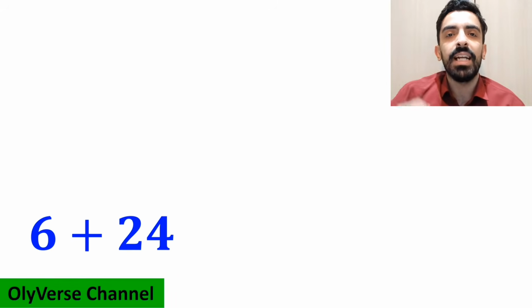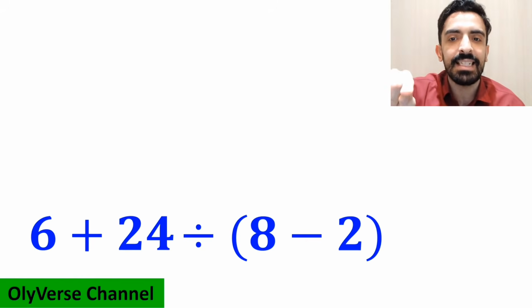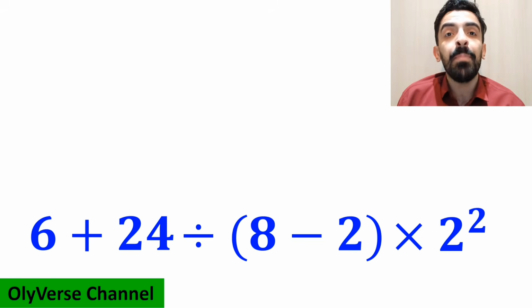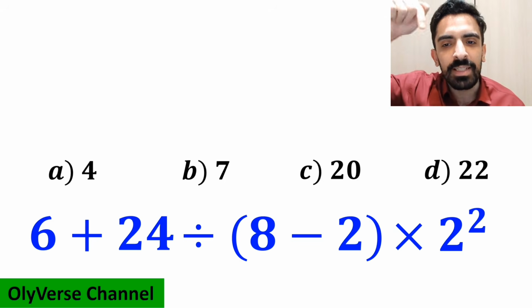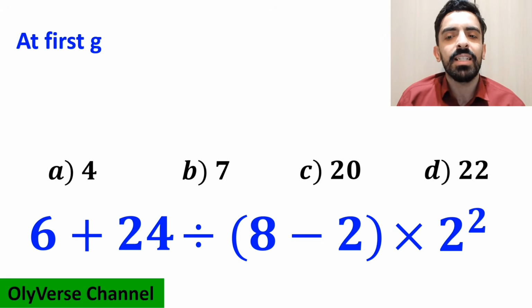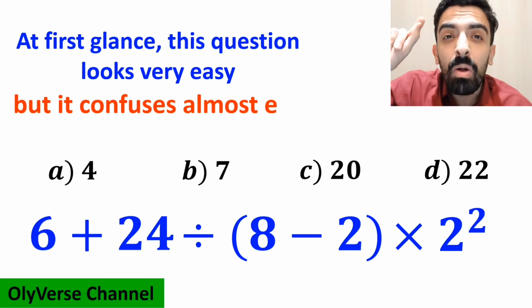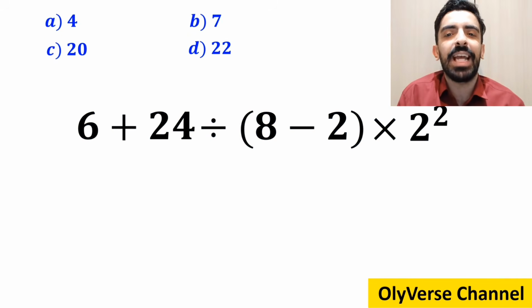What is the value of the expression 6 + 24 ÷ (8 − 2) × 2²? Which option do you think is the correct answer to this question? At first glance, this expression seems very easy, but it confuses almost everyone. Let's dive in and break it down step by step together.